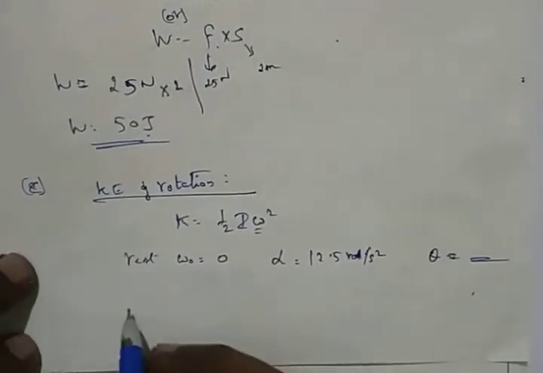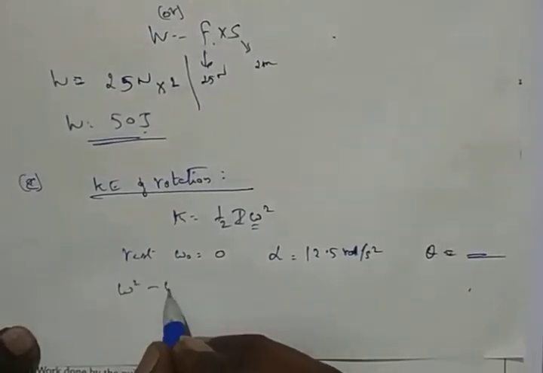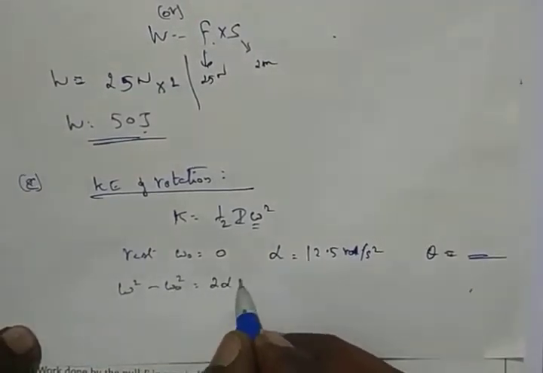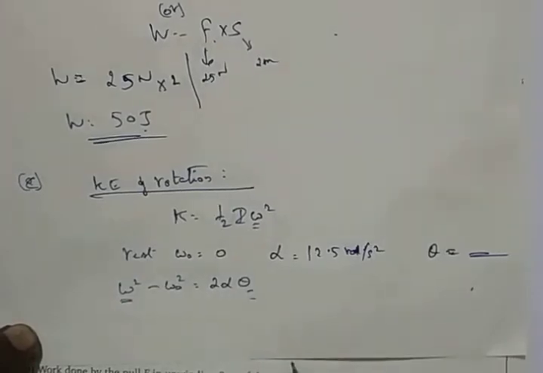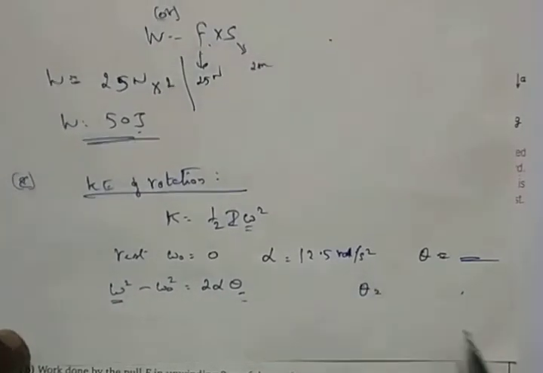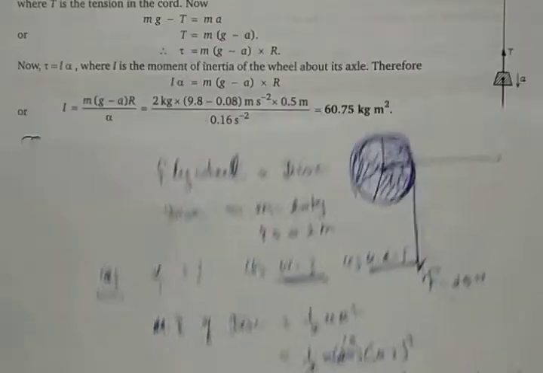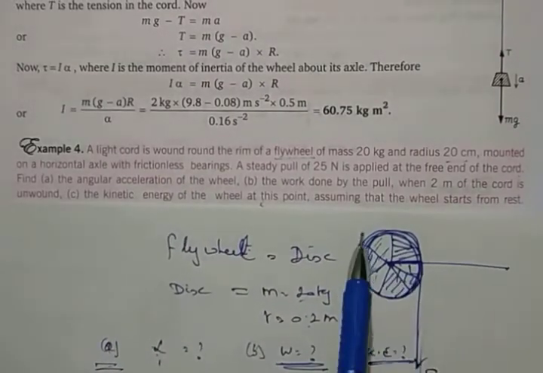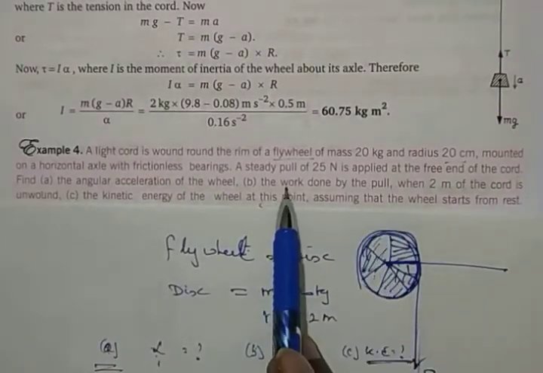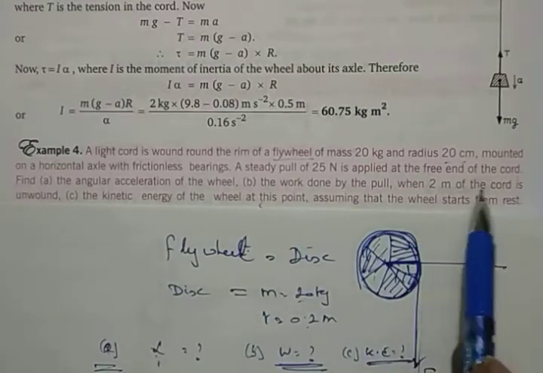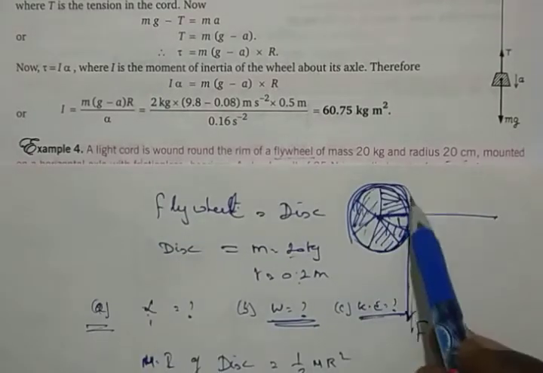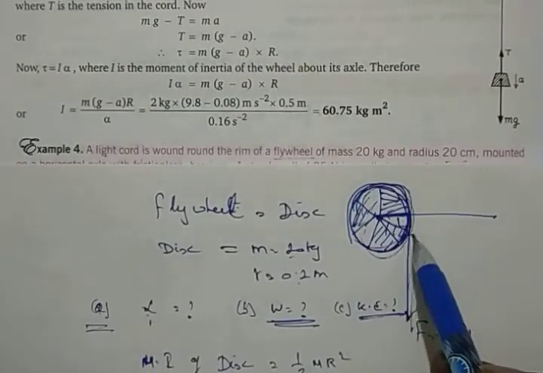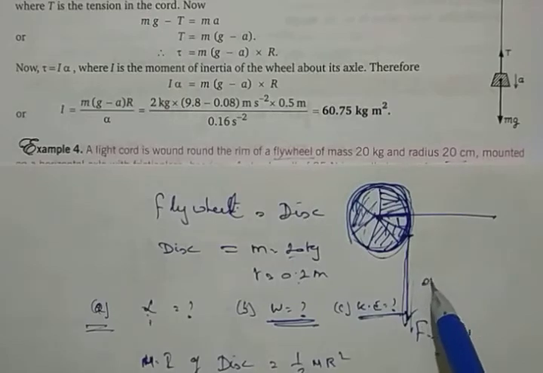Then you can put this as omega square minus omega naught square is equal to 2 into alpha into theta. If you apply this formula, you will get omega square. But we need to know the theta value. How to find out theta? There is one very important hint over here. The hint is that 2 meter of cord is unwound. So it starts rotating, and 2 meter of cord unwinds.